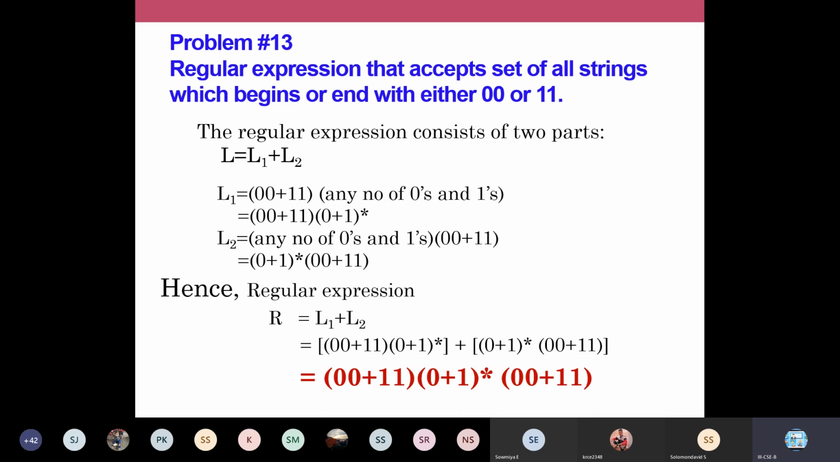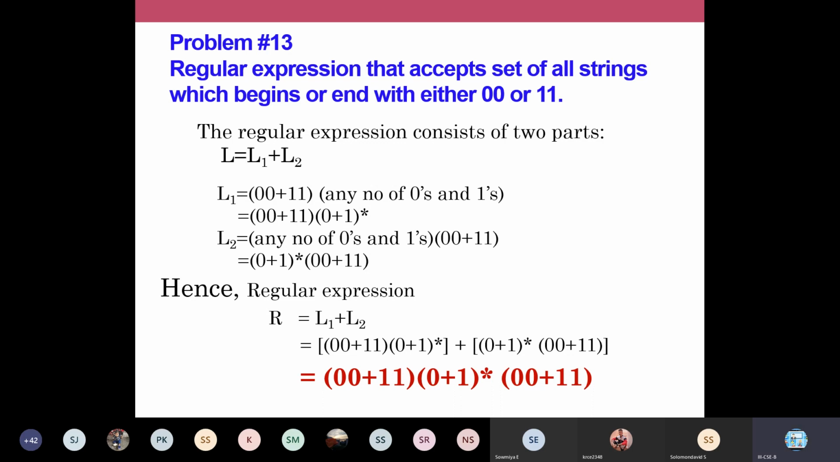Okay, so if it is or, it is union. If it is and, then it means that it is like an intersection. So you have to note down carefully words like except, and, with, without, like that. So now read through this question carefully. Regular expression that accepts set of all strings which begins or ends with either 0 or 1.